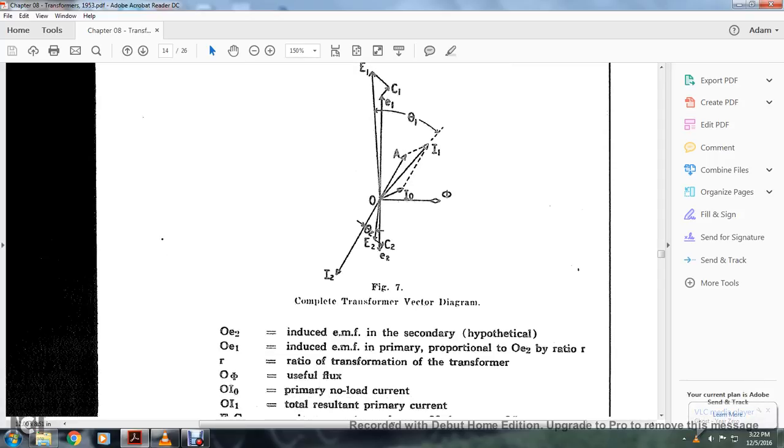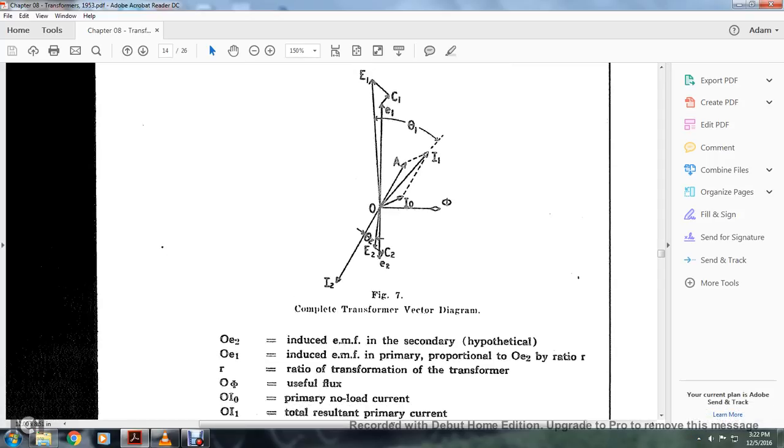OE2 is included in the electromagnetic force, secondary. OE1 is inducing the electromagnetic primary portion of the OE2, and the ratio R. R is the ratio of transformation of the transformer. OI uses a flux.